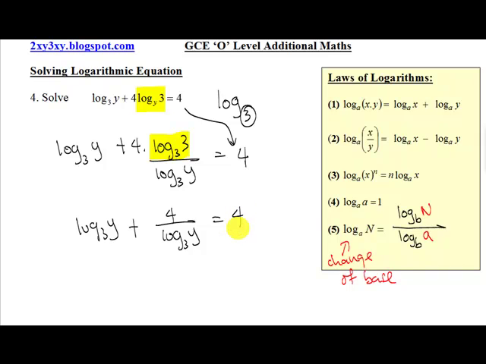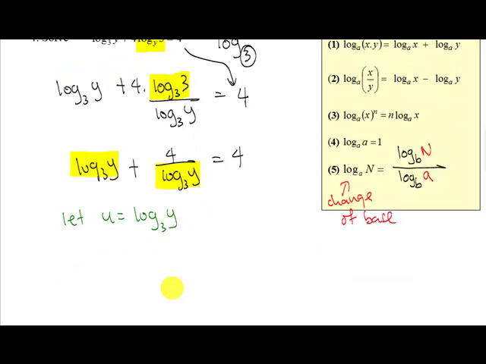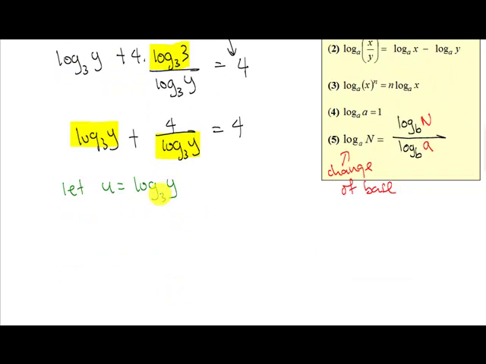Now, how to solve this equation? Well, I see that there is a log base 3 of y here. There is a log base 3 of y here. Okay, what I'm going to do is I'm going to let u be log base 3 of y. If I let u be log base 3 of y, this expression will turn out to be u plus 4 over u equal to 4. Okay, now I'm going to find the value of u that satisfies this equation.